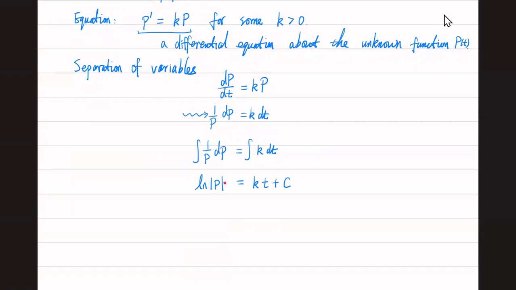We should have another c over there for the integration constant, because these just represent constants, so we can reduce them to just one integration constant. Another simplification, P stands for the population, so we can drop the absolute value.